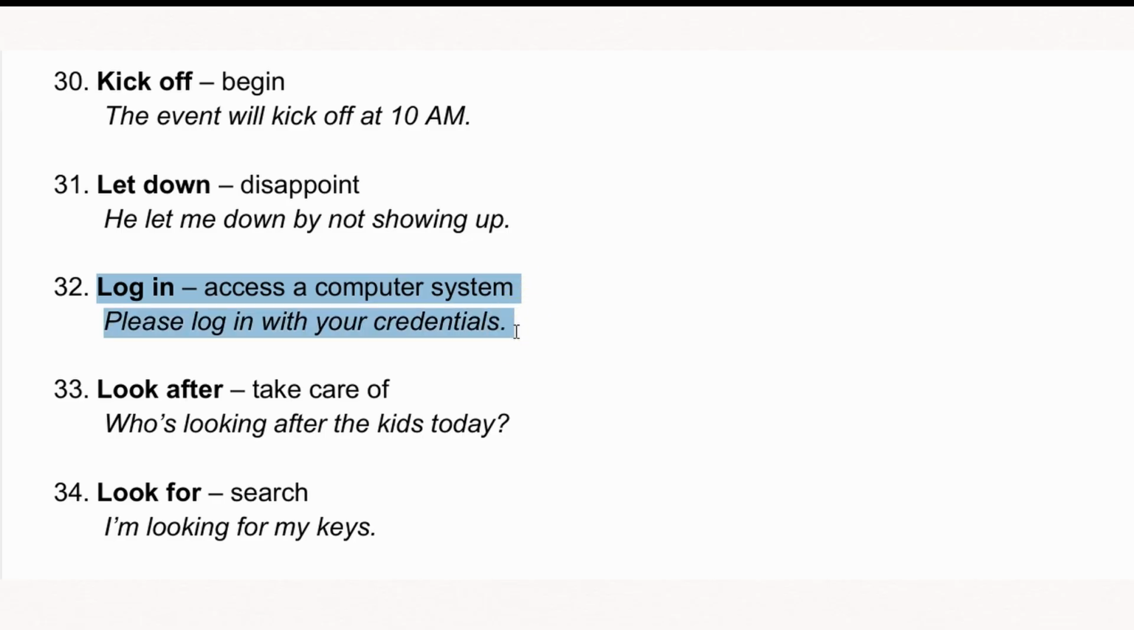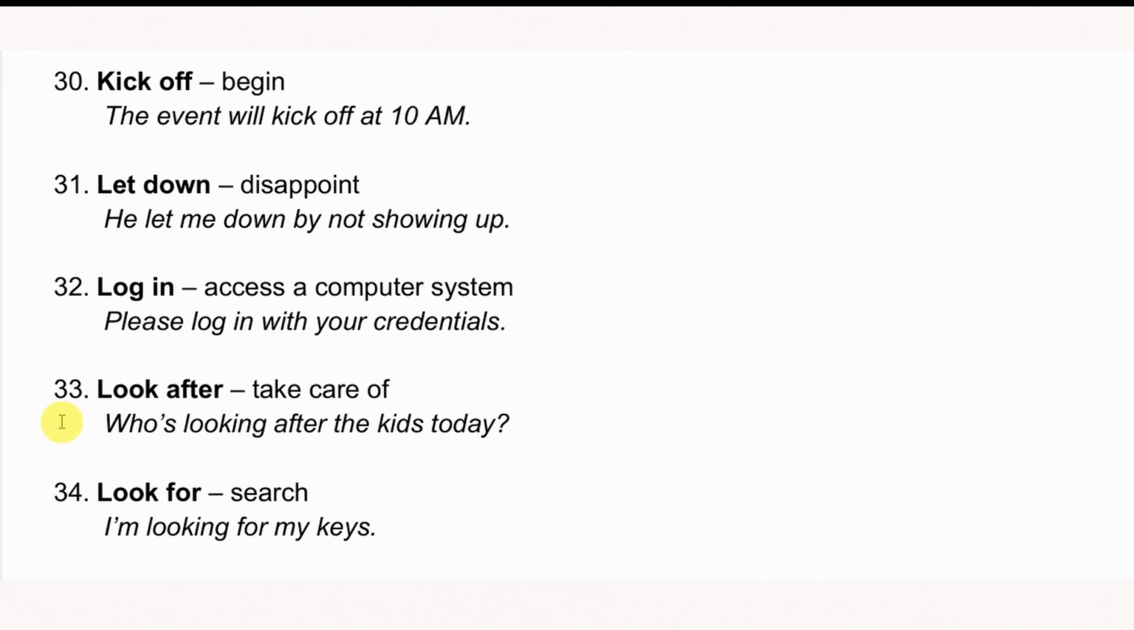Please log in with your credentials. So when you are logging in, you have to provide maybe the account name and the password. When it is Gmail, you have to provide your email address and your password. So that's how it happens.